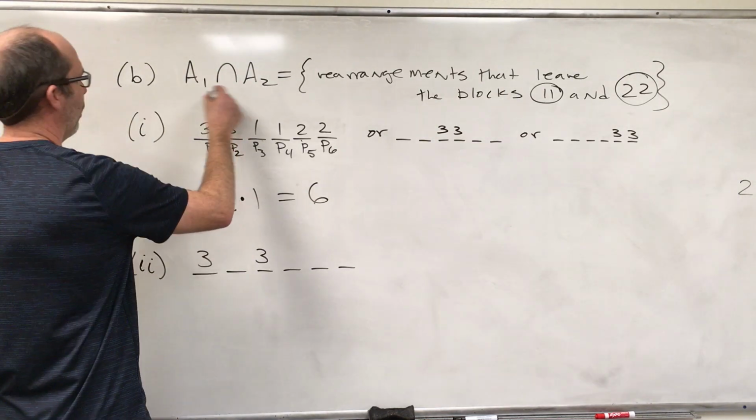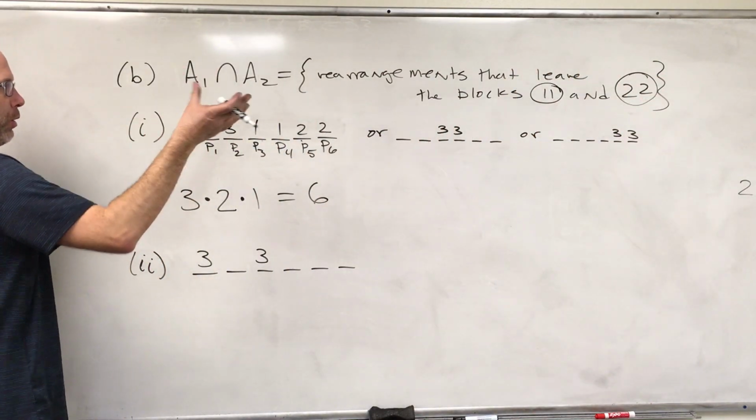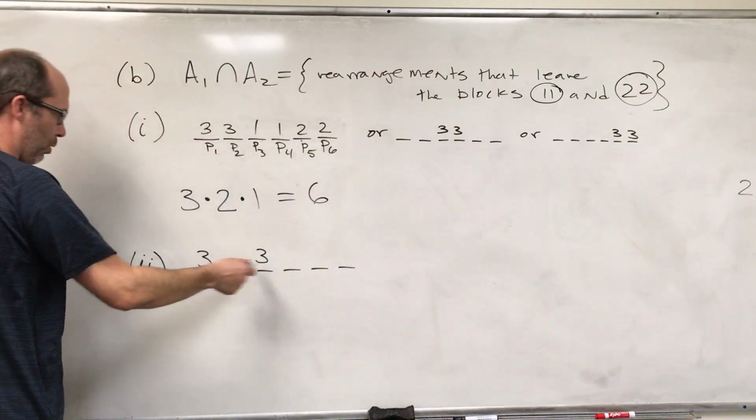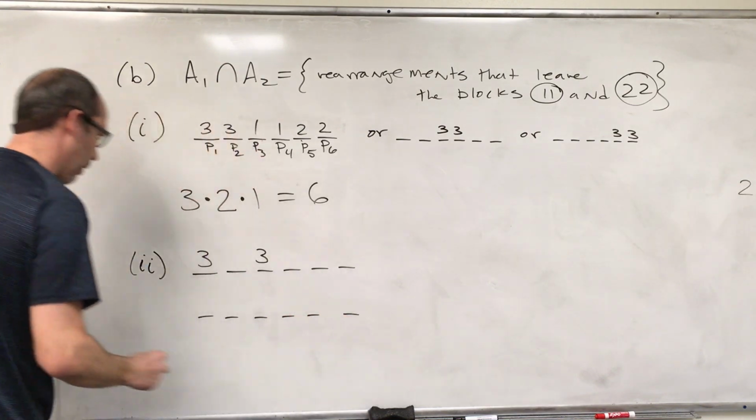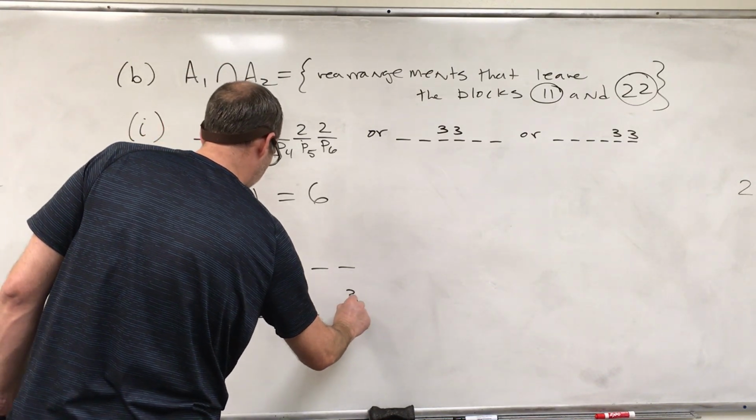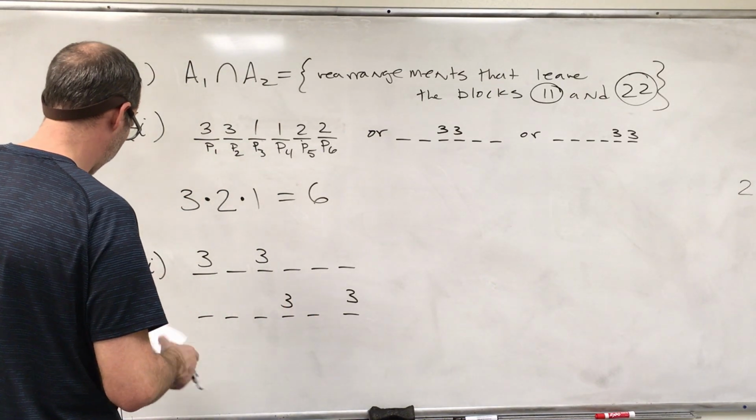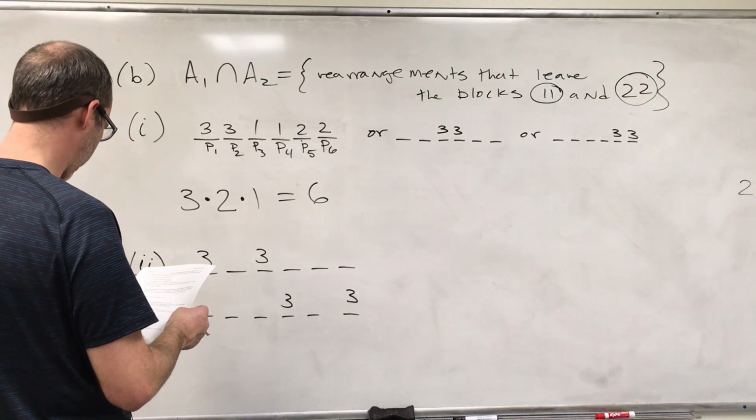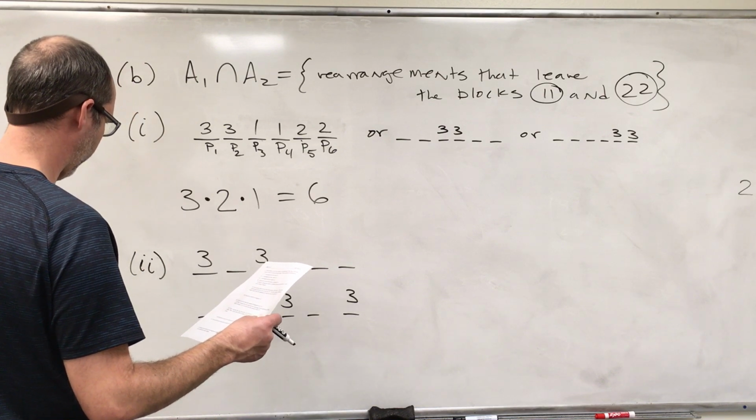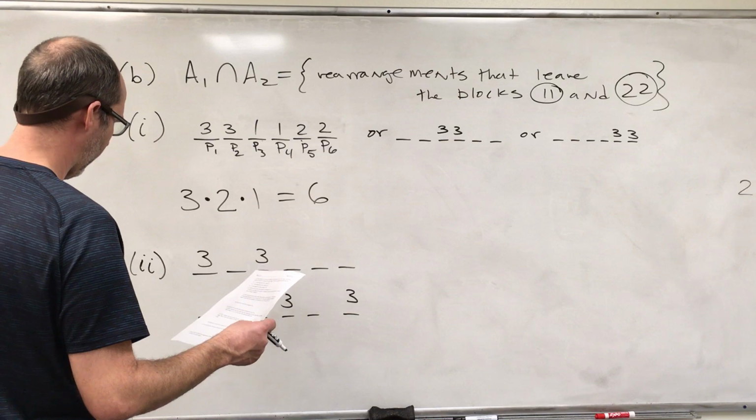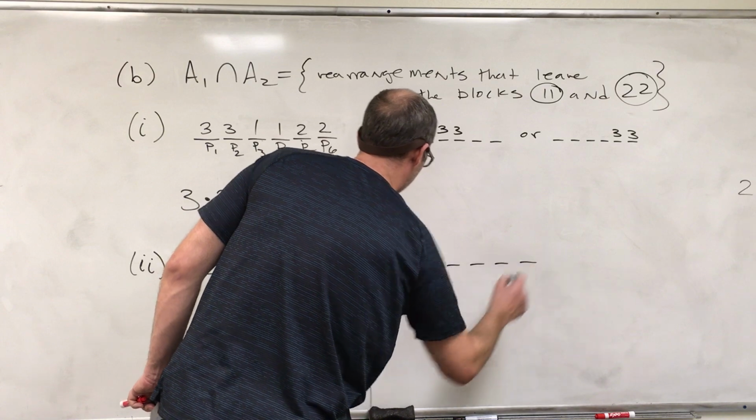Because look, we're living in this world of rearrangements that leave 1, 1 and 2, 2 stuck together. Leave the blocks 1, 1, 1 stuck together and 2, 2 stuck together. So this won't work, right? That won't work. 1, 2, 3, 4, 5, 6. Similarly, a 3 there and a 3 there won't work.